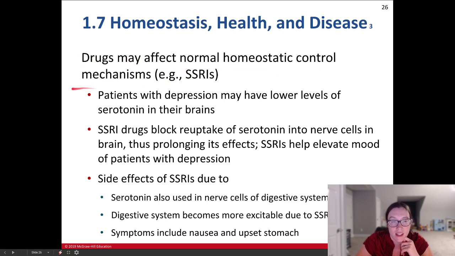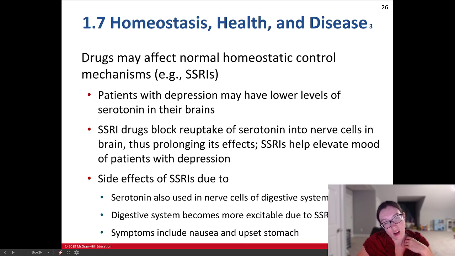And a good example of this is an SSRI, or a selective serotonin reuptake inhibitor. And we'll mention this again in the nervous system. But serotonin is a neurotransmitter that's found in the brain, and patients with depression might have lower levels of serotonin. So because we figure that the problem is we don't have enough serotonin, we want to increase the levels of serotonin or make the serotonin they have more active.